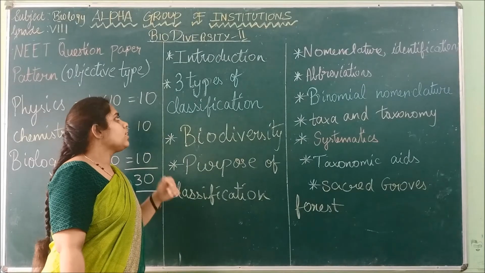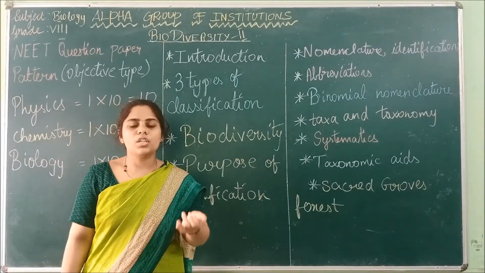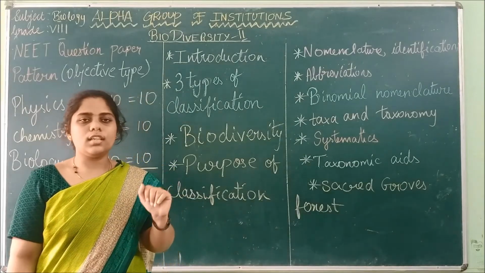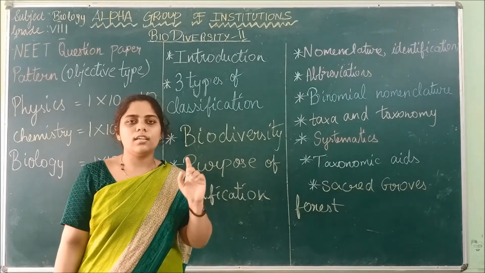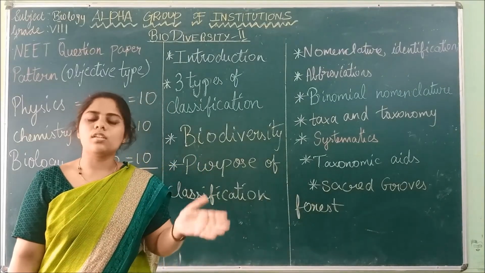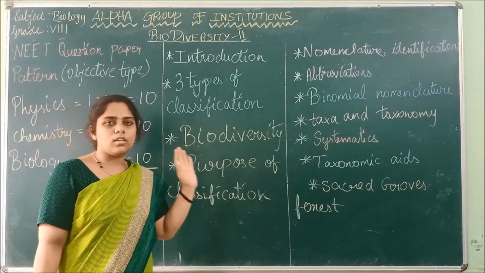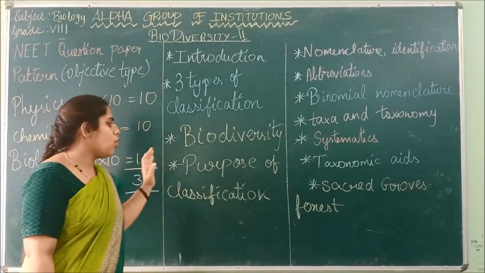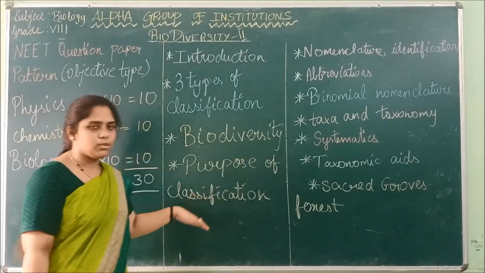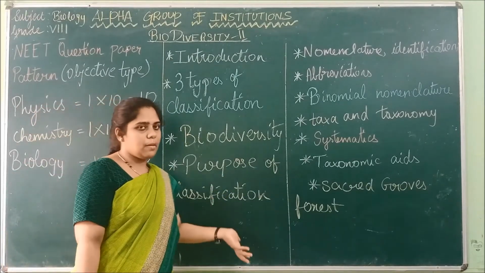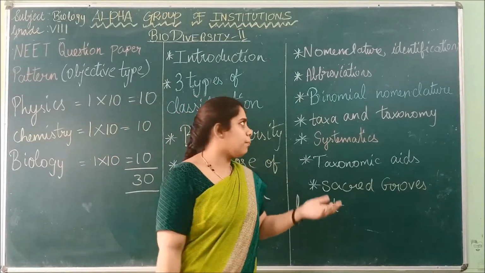And next is 3 types of classification, that is natural classification, artificial classification and phylogenetic classification. Those 3 types of classification and its advantages and disadvantages, all these things you should learn. And biodiversity, what is biodiversity, what is the meaning of it, and what is the purpose of classification, that also you should be learning. So we may be asked from anywhere. That is why I am telling you to revise all the topics.